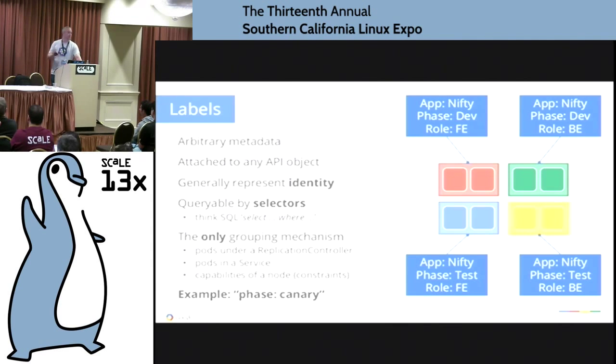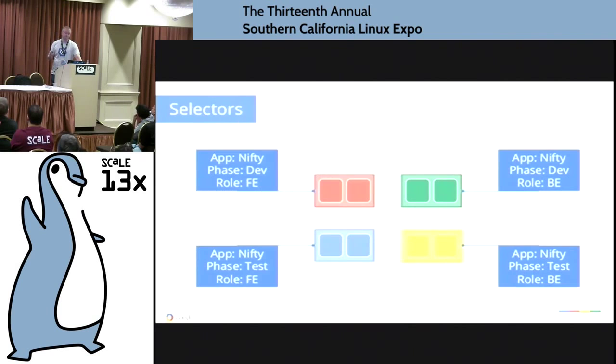So examples of where we use labels: we have a replication controller. The way it decides how many things are in its replica set is through a label. We have the service front end. The way it decides what its backends are is through a label. The capabilities of a node are defined as labels, right? And scheduling constraints are essentially label selectors.